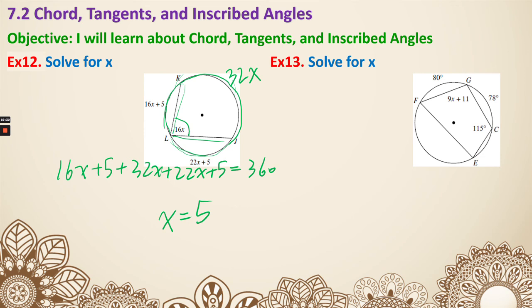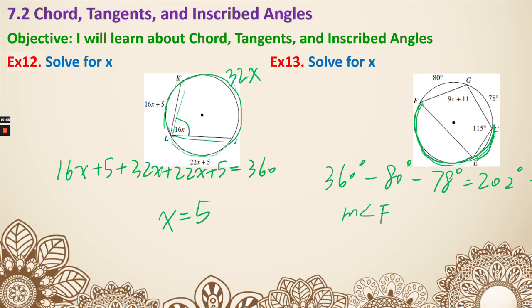We have this 9x plus 1, and it's facing this side of the arc. And you see the other two parts of the arc are given, so we're going to use 360 degrees minus 80 degrees, which is 280, minus 78 degrees, that's going to be 202 degrees. And that's what it's facing. If that is 202, we can say the measurement of angle FGC is half of this arc. So it's going to be 202 divided by 2, 101 degrees. And that happens to be the angle we are using x to represent. So 9x plus 1 equals 101. x would have to be 10. That's example 13.